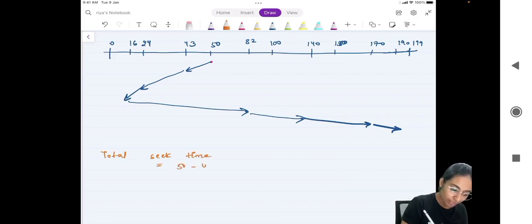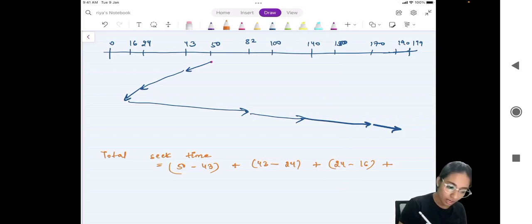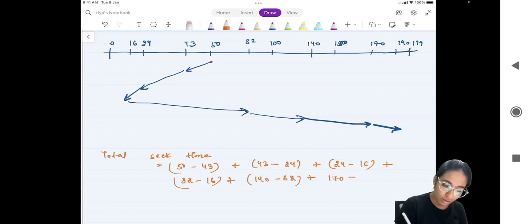It will be 50 minus 43 plus 43 minus 24 plus 24 minus 16 plus 82 minus 16 plus 140 minus 82 plus 170 minus 140 plus 190 minus 170, and this total will come out to be a value of 208.